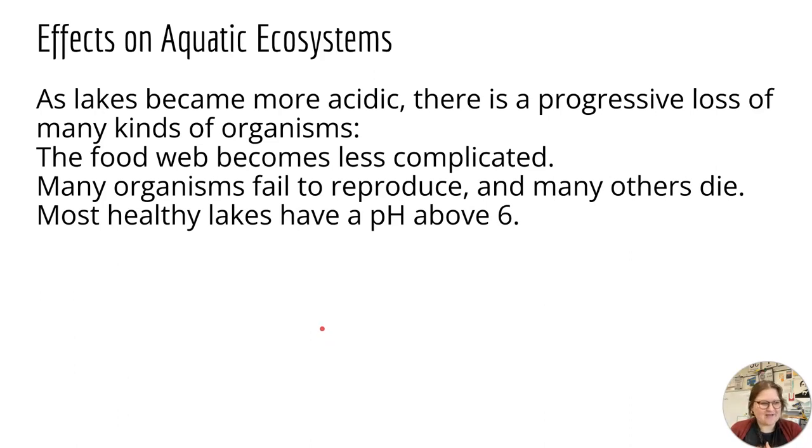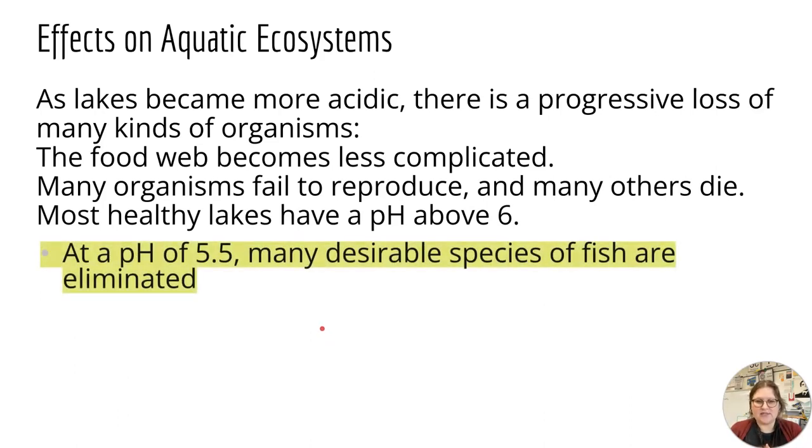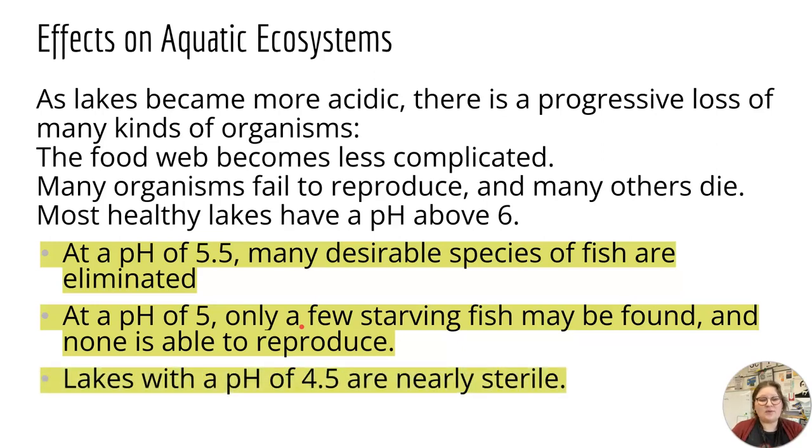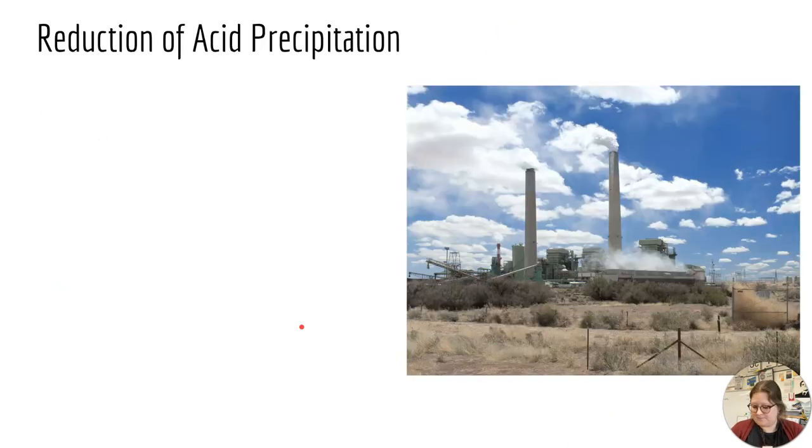Most healthy lakes have a pH above 6. So they might be slightly acidic because 7 is neutral, but it's above a 6. At pH 5.5, many desirable species of fish are eliminated, so the species of fish that we care about as humans. At a pH of 5, only a few starving fish may be found, and none are able to reproduce. So we have officially killed that aquatic ecosystem. And lakes with a pH of 4.5 are nearly sterile. Nothing is living there. Whoops.